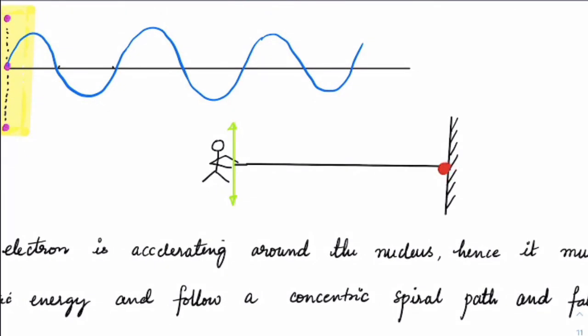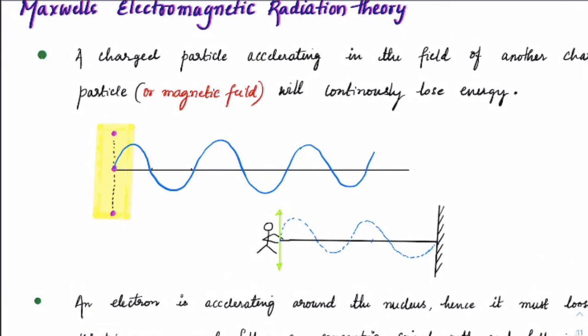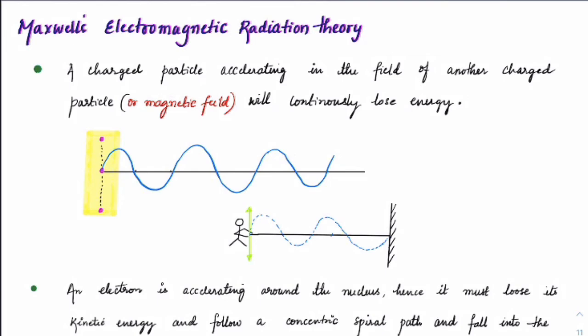Suppose I tie a rope here and pull it up and down, we can see a trajectory of the rope like this. By swinging it, the entire trajectory helps us understand that a wave is generated. Whatever energy I have spent doing this to and fro got transmitted through the rope in the form of a wave. The same logic applies to a charged particle, and this is what Maxwell's electromagnetic radiation tells us.